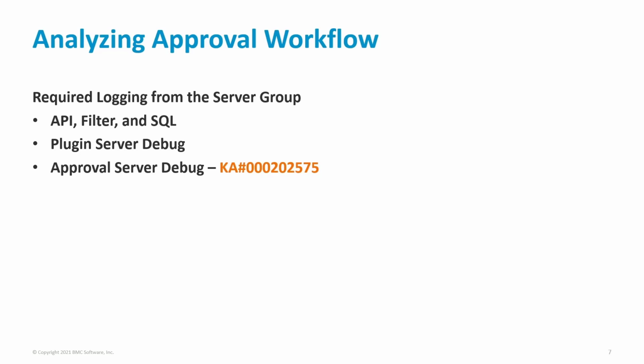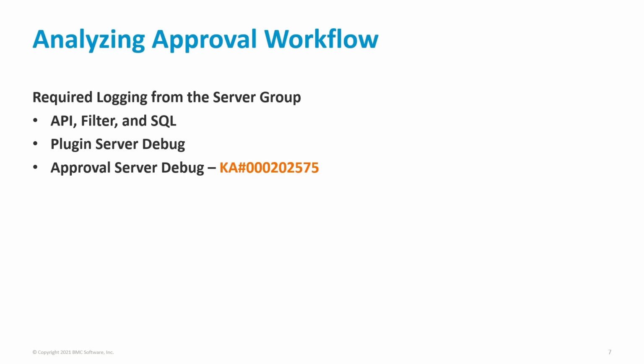One thing to keep in mind before we go too much further is if you ever do have problems with approval server, there's definitely some logs that you have to get. The first is your API filter SQL logs, your workflow logs. Most people should be familiar with how to collect those. It is highly advised that you aggregate those to the same log file for ease of following. You'll also need the plugin server debug log. This is really important in versions 21.02 and earlier, because approval server is in the plugin server. We'll talk more about that in just a minute, but you will need that plugin server debug log.